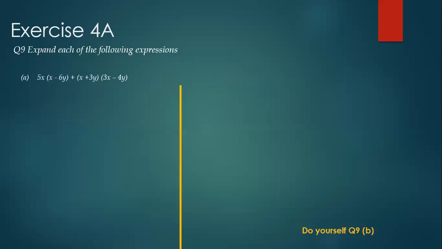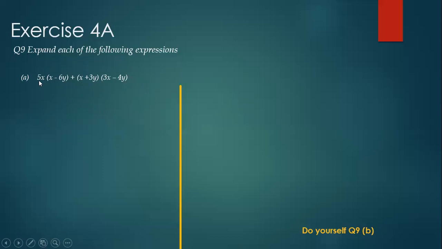Expand each of the following expressions. Now here we have got a question where 5x is written outside this bracket. That means you're going to expand this by multiplying 5 with x and then 5 with minus 6y. But here you have got two brackets. That means you're going to take the first member of the first bracket and multiply with the entire second bracket, and the second member of the first bracket and multiply with the entire second bracket.